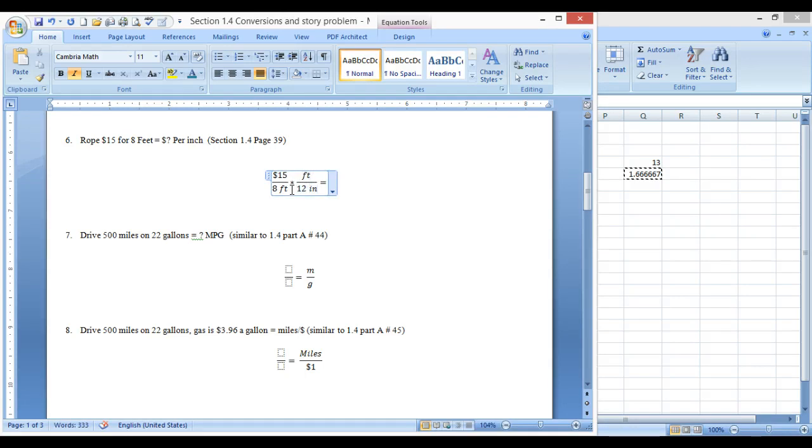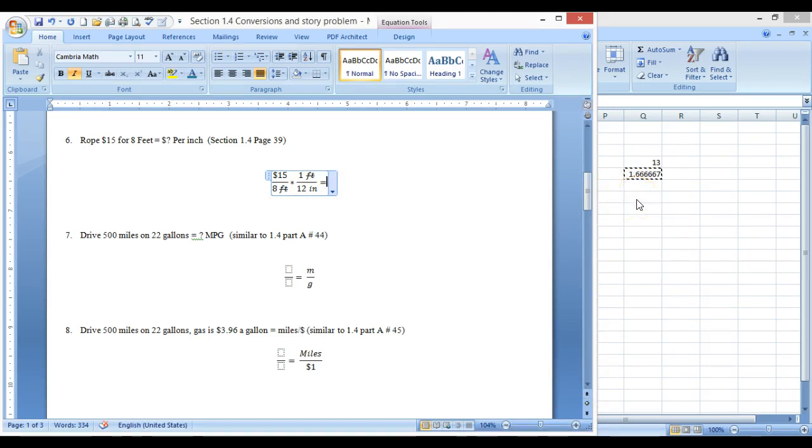Those of you who are from other countries, that might be a little bit more confusing, so I would use your conversion page that was given to us within the section 1.4. I don't remember the page. I think it's page 38 or 39. Yep, 39 gives you a couple of conversions. So there we go. Now I have feet on the top, feet on the bottom. They will cancel, and I'm left with the only units, dollars over inches. I just need to simplify.